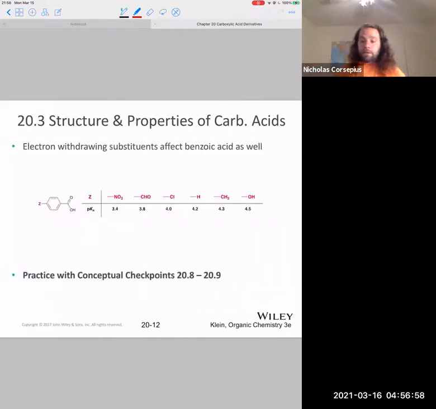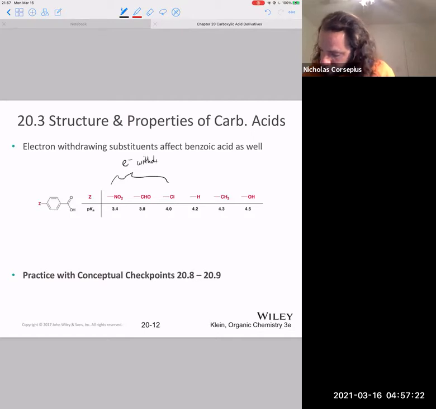Talking about benzoic acid derivatives. So look, notice here, this is if there was a hydrogen in this position here. Benzoic acid, again, has a slightly lower pKa than acetic acid, 4.2. And what do we know about these groups over here, right? So these are all electron withdrawing groups.